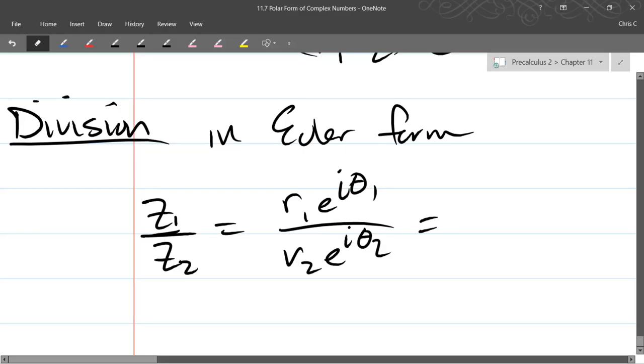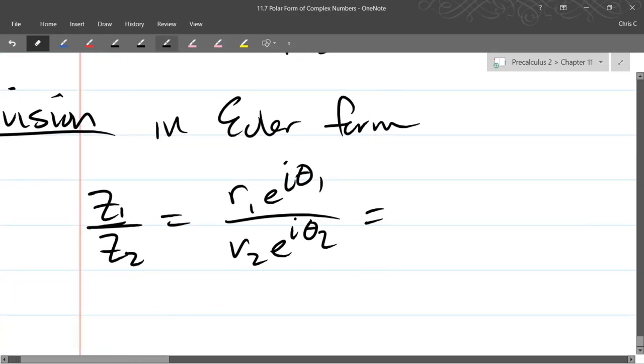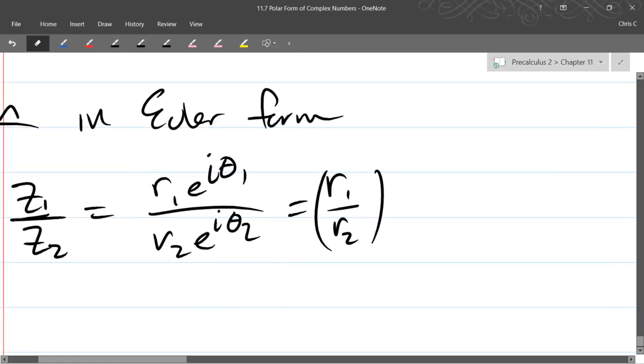So these are rules of exponents. I'll do the radii part first. You're splitting into two fractions. So can you combine those angles together in some way?